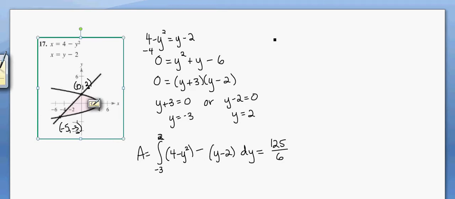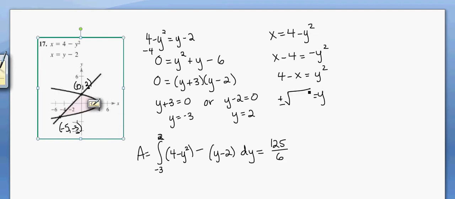The other one was to work in terms of x. So we need to rewrite all of our equations as y as a function of x. This sideways parabola, as we talked about in class, is not a function, so it's going to end up being two curves. When I solve x equals 4 minus y squared for y, I subtract 4 over, multiply everything by a negative, and get 4 minus x equals y squared, so y is plus or minus the square root of 4 minus x. For my other equation, x equals y minus 2, adding 2 to both sides gives x plus 2 equals y.